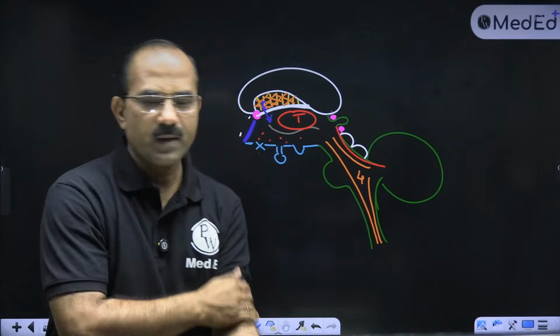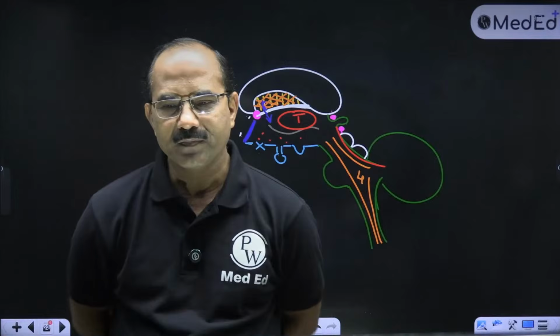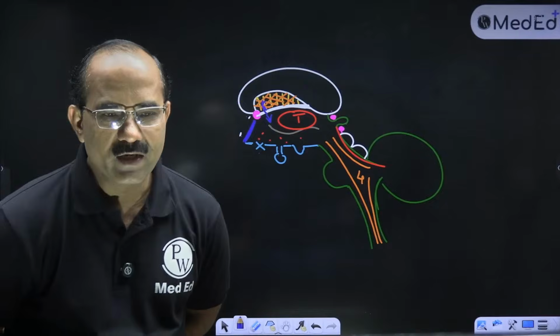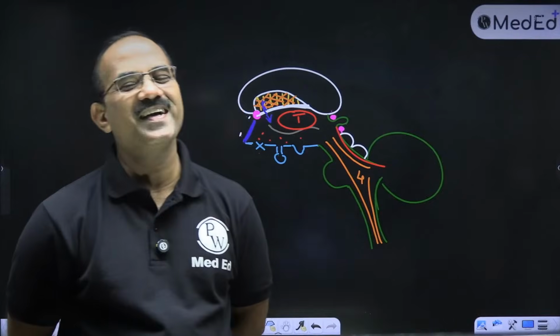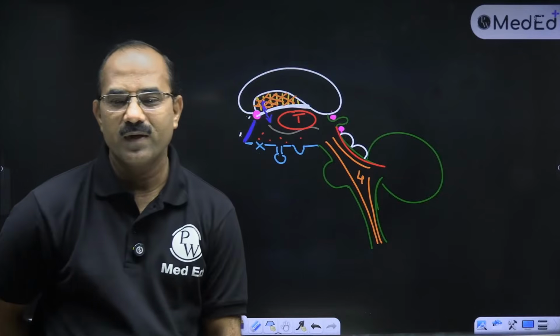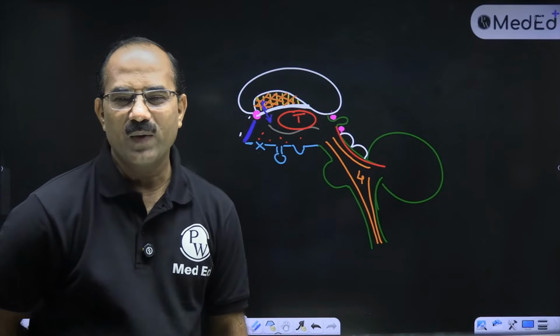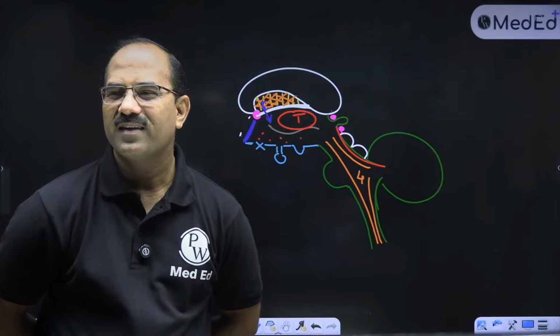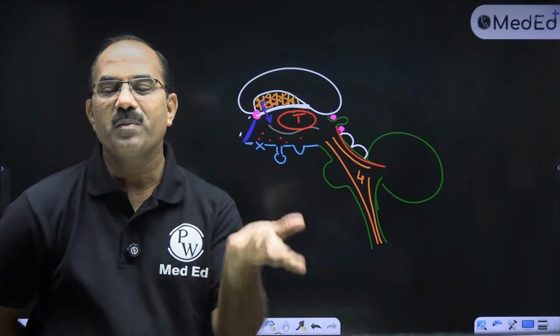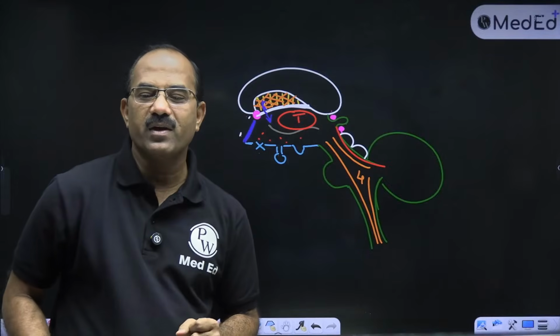Come on, students. The lateral ventricle is communicating with the third ventricle through. No. Arrow. What is that arrow? Come on, students. That's the foramen of Monro. That's the interventricular foramen of Monro.